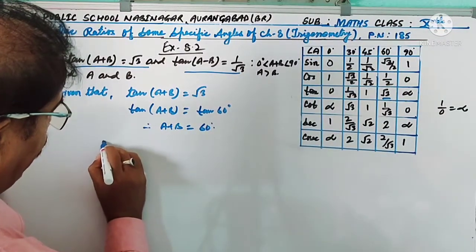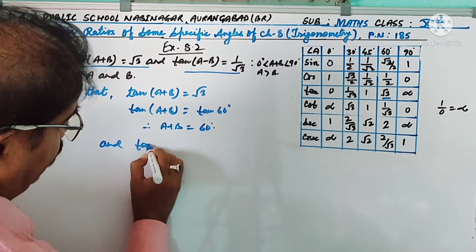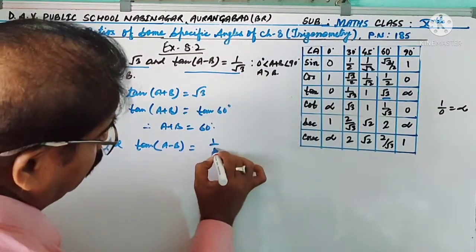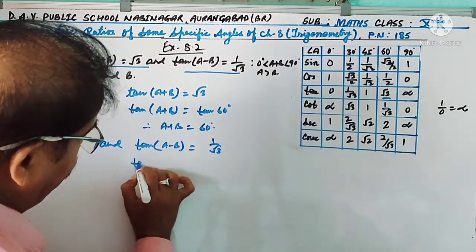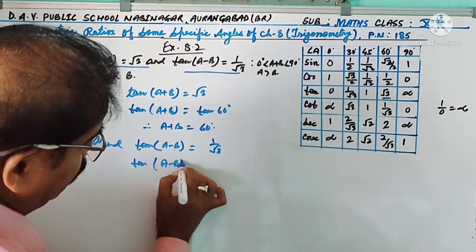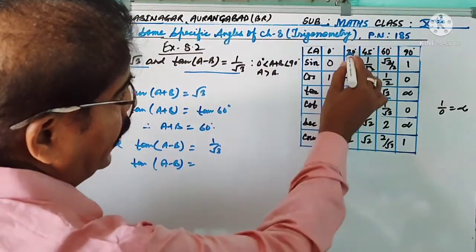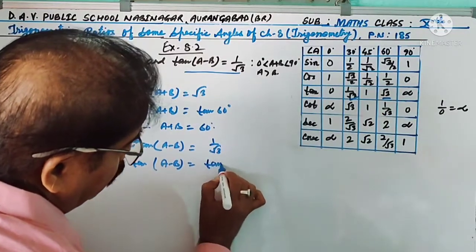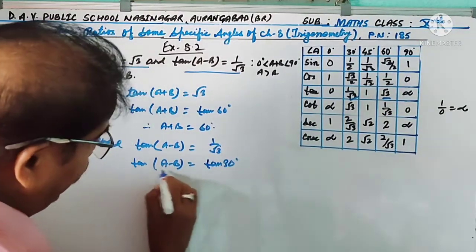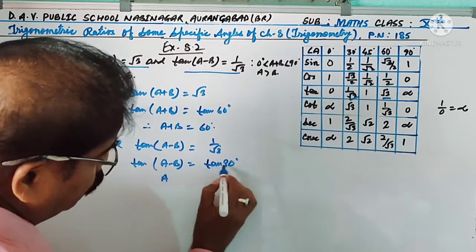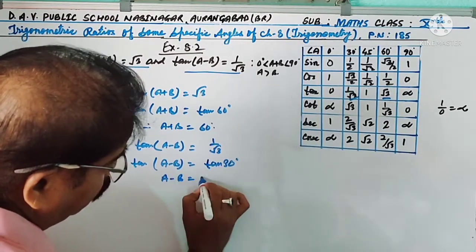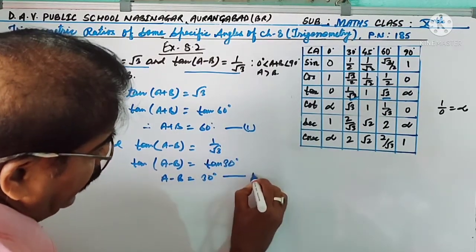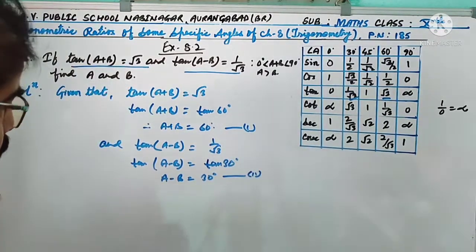Similarly, tan (A minus B) equal to 1 by root 3, and 1 by root 3 is tan 30 degree. So tan (A minus B) equal to tan 30, so A minus B equal to 30 degree. So A plus B equal to 60 degree and A minus B equal to 30 degree.